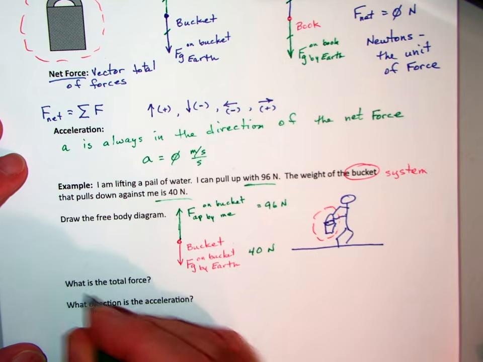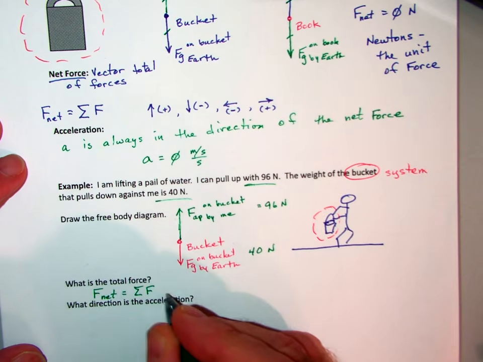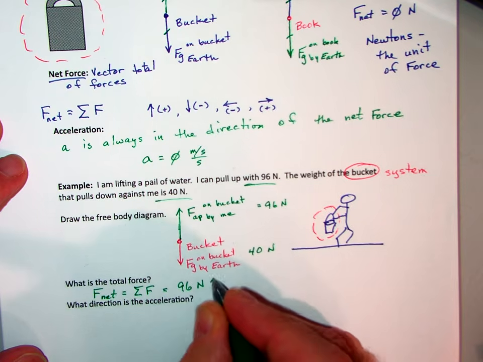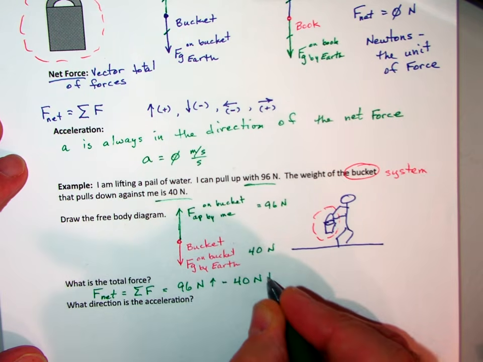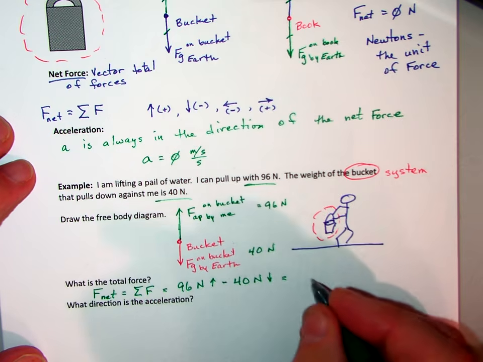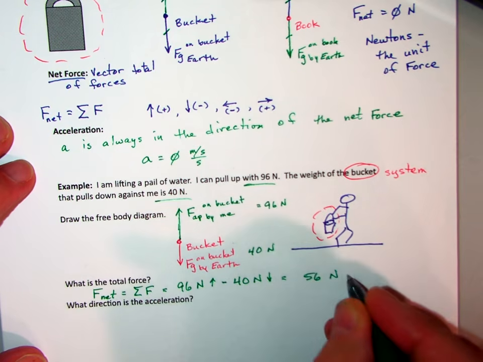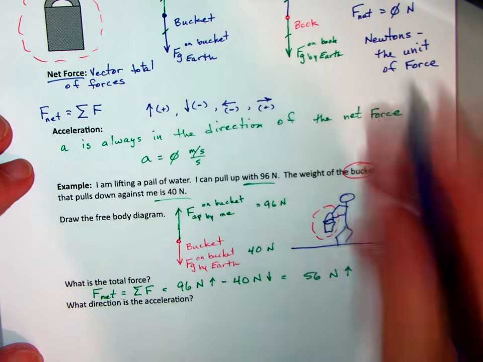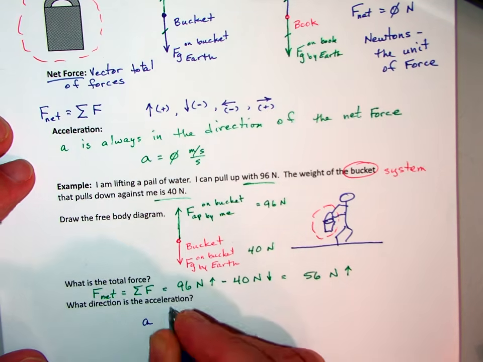So what is the total force? F net, which is equal to sigma F, the sum of all forces, is equal to 96 newtons upward less 40 newtons downward. So the net force acting on this bucket is 56 newtons upward. And because there is a net force on this bucket upward, the direction of the acceleration is also upward.